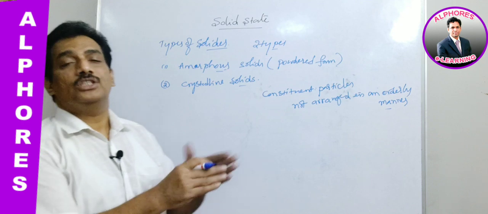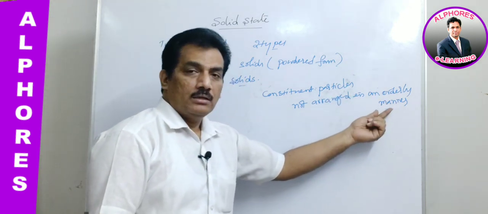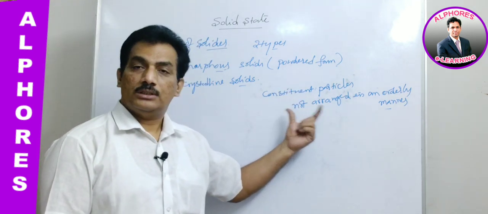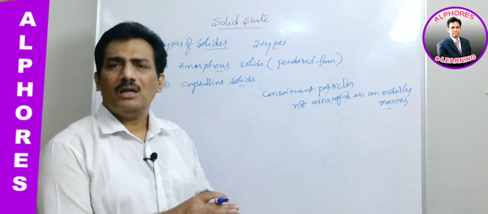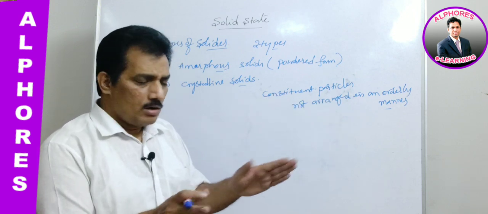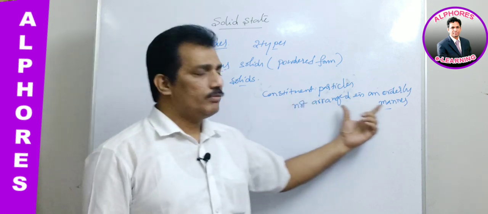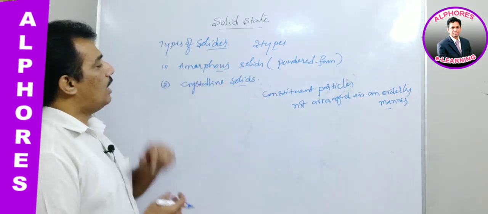That means they are arranged irregular. And because of this disordered manner, they are not giving any geometrical form to these solids. Are you following? The constituent particles are randomly arranged. They are not arranged in a systematic manner. And because of that, there is no geometry for these amorphous solids. Clear? And now, how they are formed?